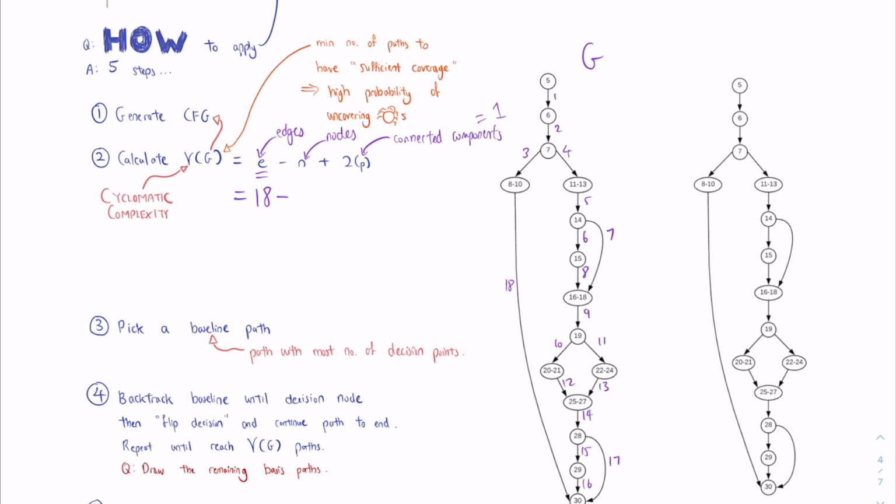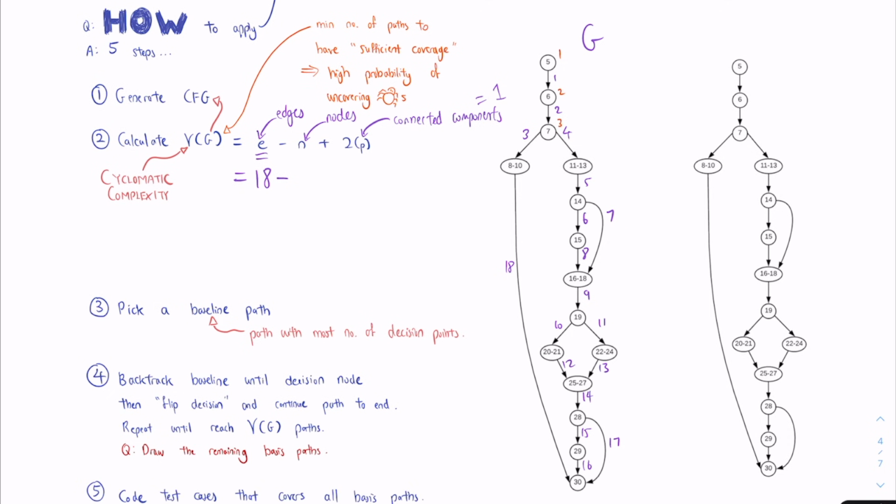Let's calculate N. Maybe we use a different color. For N, we just count the number of nodes: 1, 2, 3, 4, 5, 8, 9, 10, 11, 12, 13, 14, 15. So this N value is 15. This P, as we mentioned, is 1. So we just replace it by 1 and calculate the value. 18 minus 15 is 3. 3 plus 2 is 5. The cyclomatic complexity for our CFG is 5.